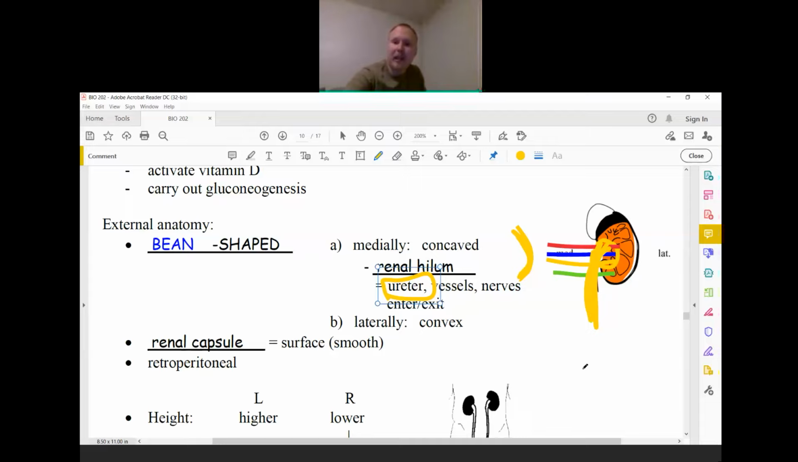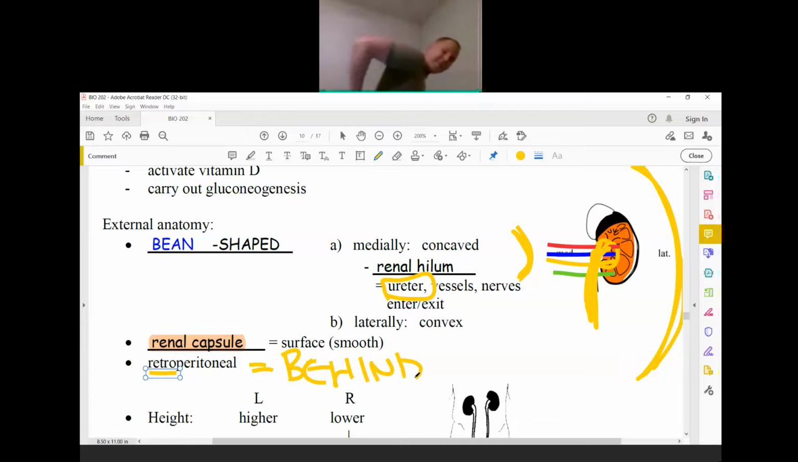In terms of the lateral side, we've got this convex surface. One thing that you notice when you look at the external appearance of the kidneys is that they are very smooth and shiny on the surface. That's because they're located inside the renal capsule, so they're wrapped up by this connective tissue layer. If you describe the location of the kidneys, they're retroperitoneal, so behind the peritoneum. They're actually much further to the back than most students think.